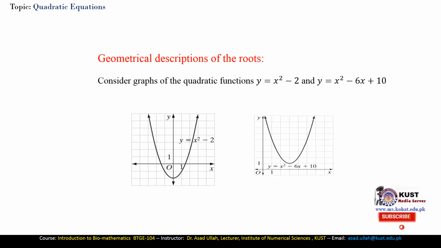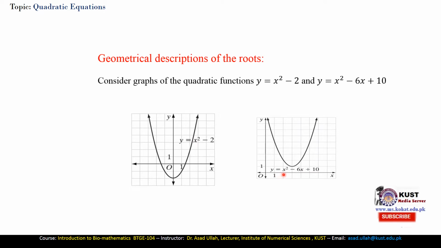While on the right hand side, this is the graph of x square minus 6x plus 10. This graph is also a parabola, but it is not crossing the x-axis. So what will be the roots of this equation in this case? We discussed the solution of this equation in the previous slides, which are in the form of complex roots. So it does not cross the x-axis, the roots lie in the complex plane, and we get complex roots.